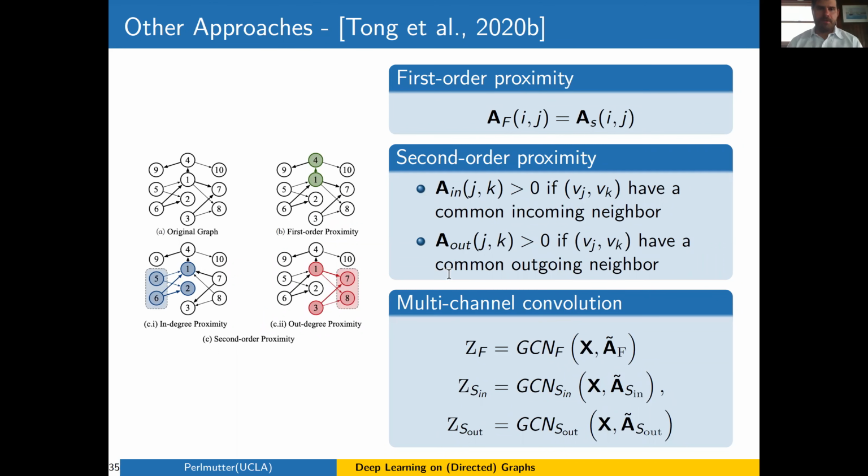So I'm going to briefly go over some results, but first I'm going to mention a couple of competing methods. Tong et al. build three different adjacency matrices. One is what they call first order proximity, which is just the symmetrization of the original adjacency matrix. Then they have two different second order proximity matrices, where there's a second order link between me and you if we have a common out neighbor. But then they also make another matrix, defined the same way, where there's a link between me and you if we have a common incoming neighbor. Given these three different adjacency matrices, they then process three different GCN convolutions and mix these all together.